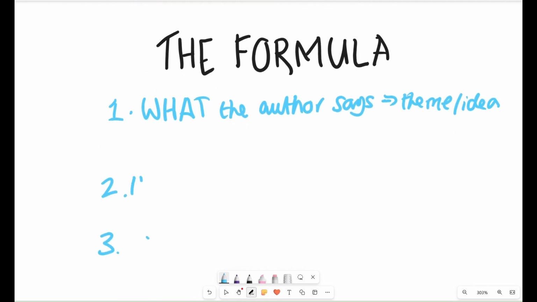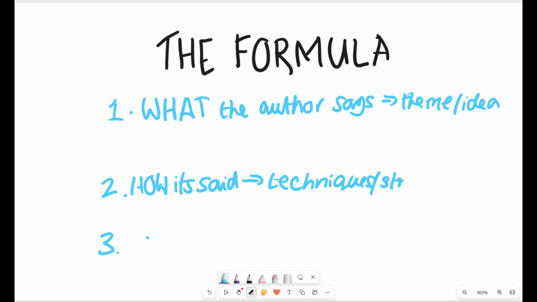The next thing is how. You're going to talk about how it's said. How does the author present it? This could be through techniques, structure, language, or even setting in some cases.